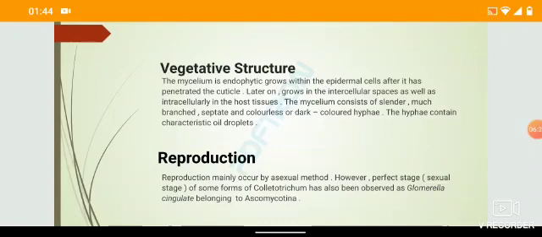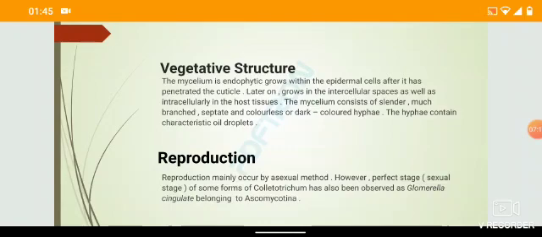So it sends haustoria into the cells for getting nourishment. The mycelium consists of hyphae, which are septate. They are much branched. The hyphae can be colorless or dark colored, and they contain oil droplets. So this is about the vegetative structure.